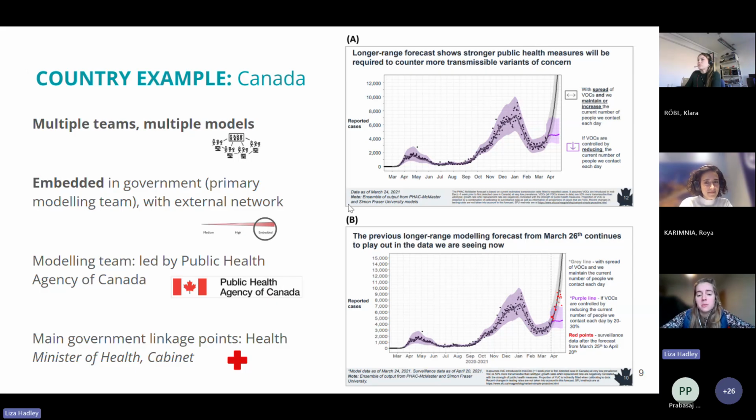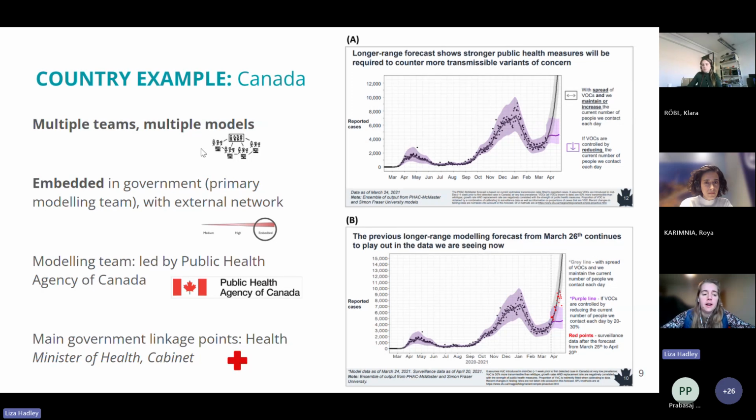So on the right here, we have some community modeling examples from the Public Health Agency of Canada. I think they're a couple of weeks apart, sort of subsequent presentations. And in Canada, they had multiple teams and multiple models, so a modeling consortium. What was interesting is that their primary modeling team was embedded in government, so in the Public Health Agency of Canada. But they had a really strong external network that has now grown into a sort of Canada-wide modeling community.